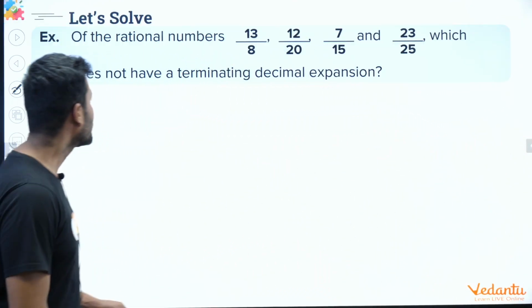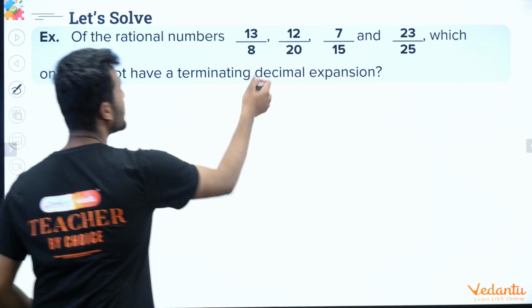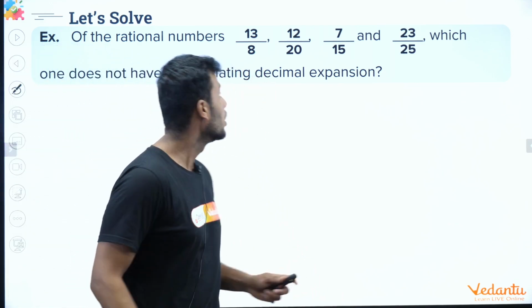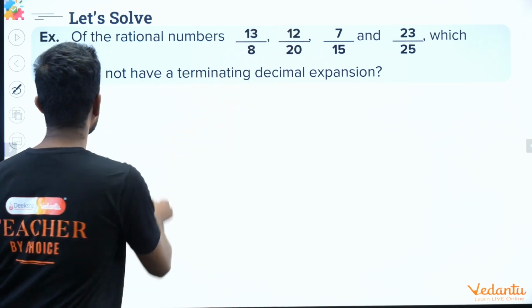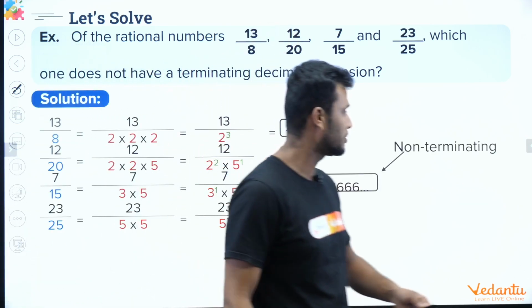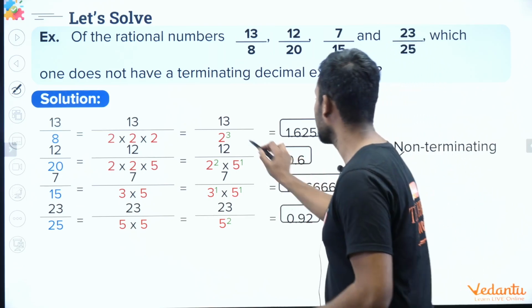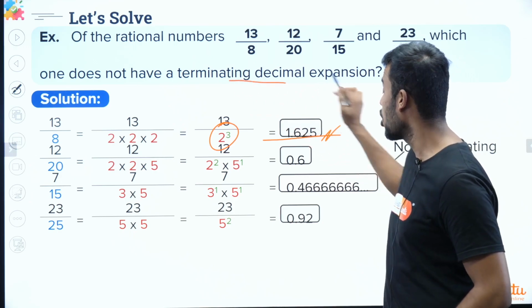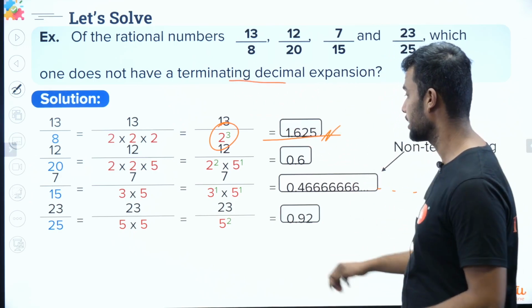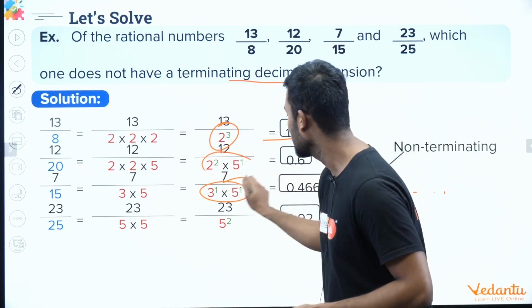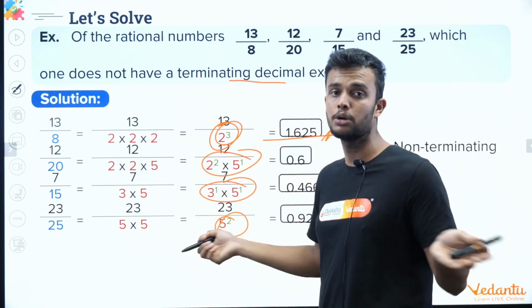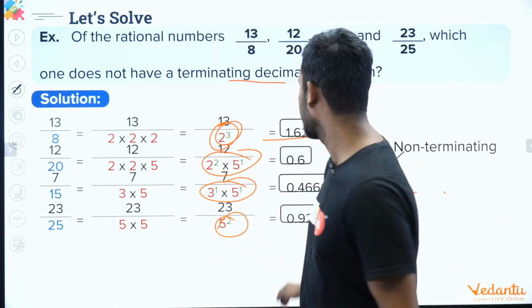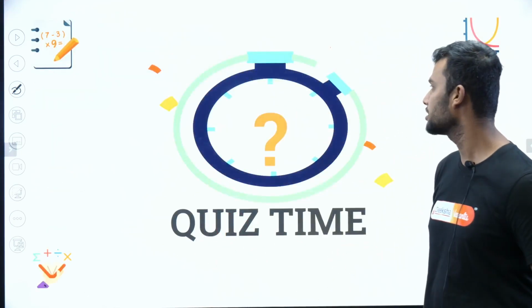First question. Of the rational numbers 13 by 8, 12 by 20, 7 by 15 and 23 by 25, which one does not have a terminating decimal expansion? We can expand the decimal. Here 2 power 3 is there. Yes, it is terminating. This one has a non-terminating expansion. Here look, 2 is there, 2 is there, 5 is there now. It is terminating, not non-terminating. I hope it's clear.